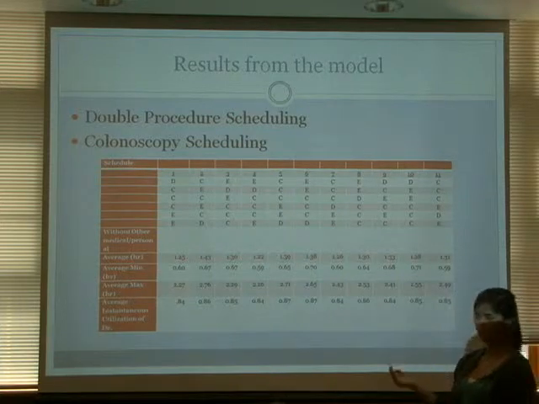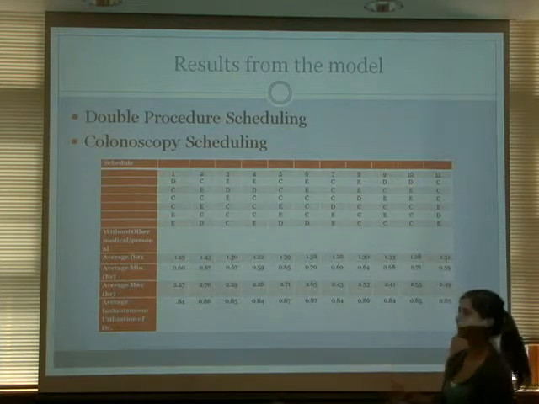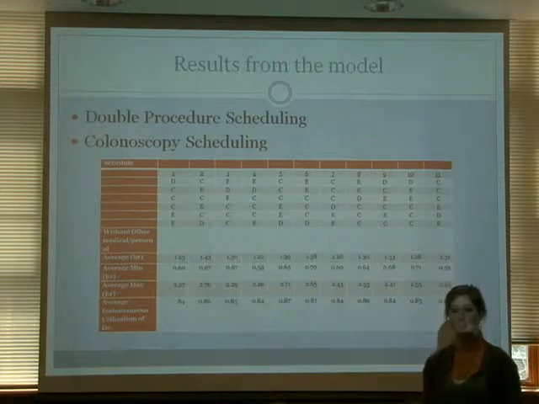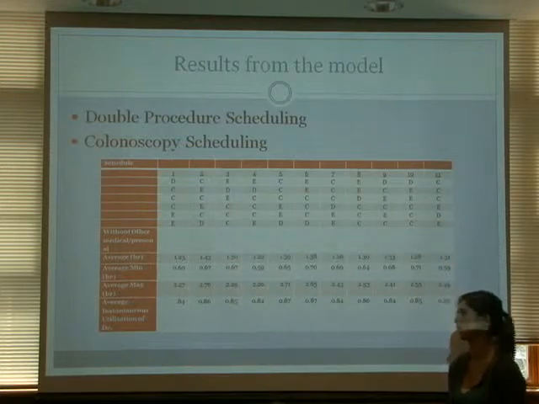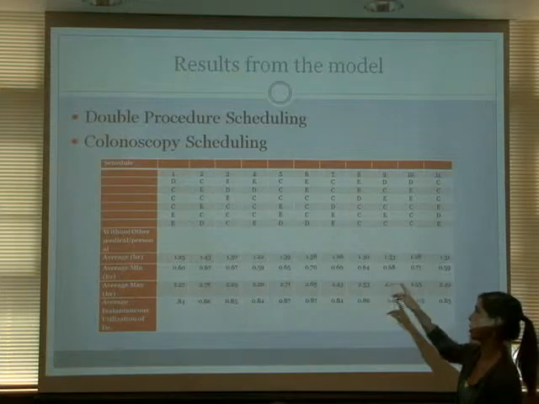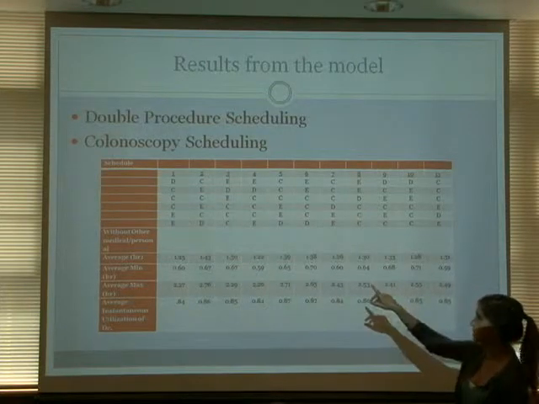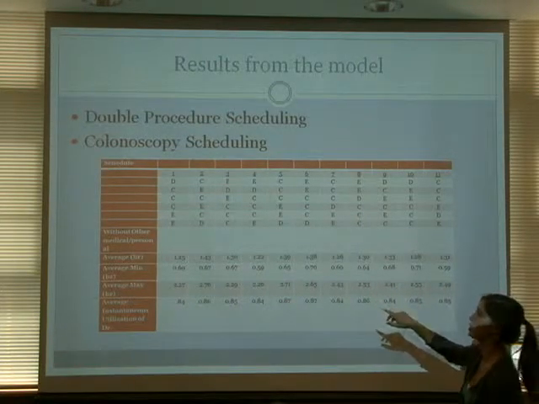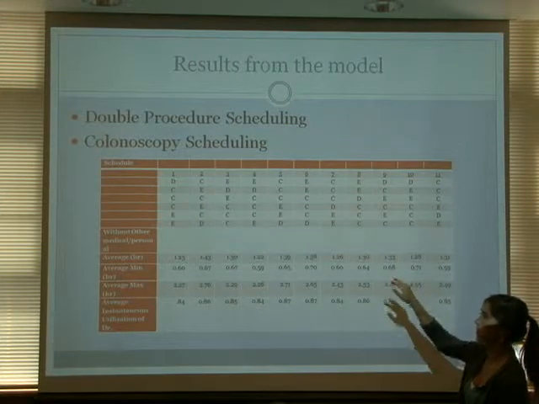So what we started looking at, like I said, we wanted to look at what the doctor was doing. And what I was looking at sort of changed as what became practical made itself apparent. So the first thing I really looked at was just changing the order of the schedule. So D stands for double procedure, C for colonoscopy, and E for EGD. So these are the different schedules.